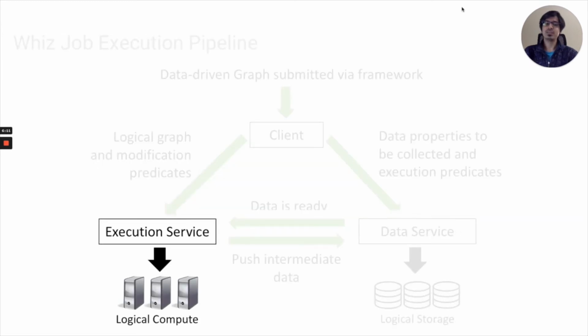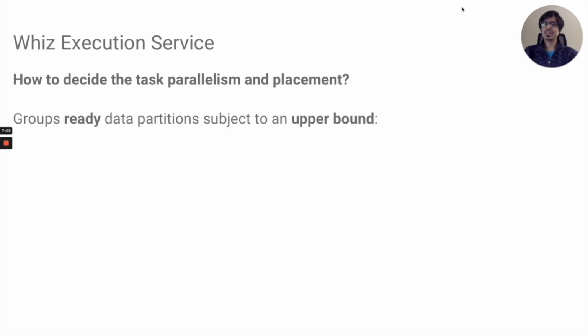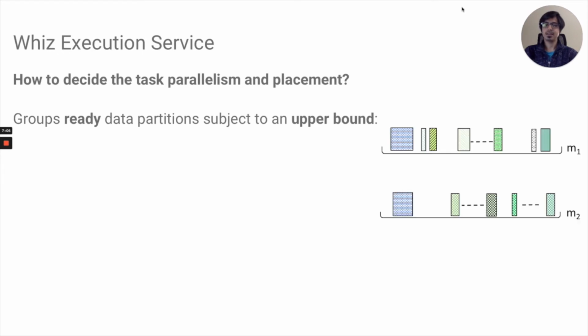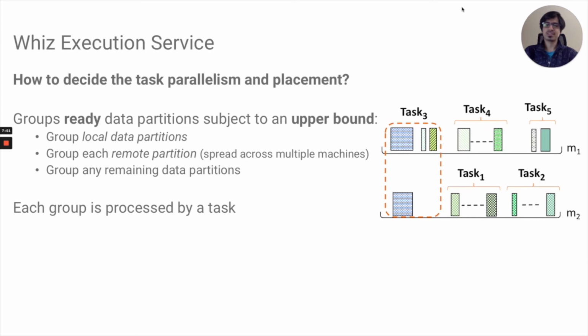Moving on, let us now briefly look at the execution service. Among other things, the execution service needs to decide the task parallelism and placement. To do so, it groups ready partitions subject to an upper bound in the following manner. Consider two machines with these ready partitions, each represented by a specific color pattern combination. First, we group local data partitions, as can be seen. We then group each remote data partition. In our example, the blue data partition is spread across both the machines. We add in more partitions to the group subject to the upper bound. And then we group any remaining partitions. Each group is processed by a specific task. This approach minimizes cross-task queue and data shuffling, leading to improved performance.